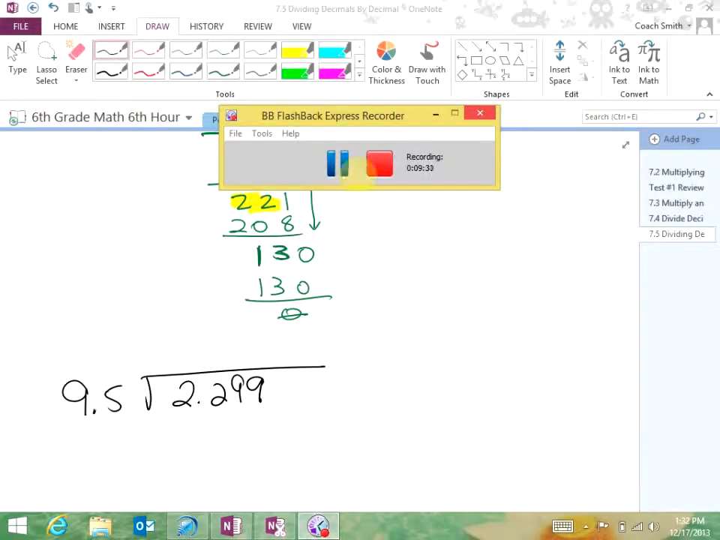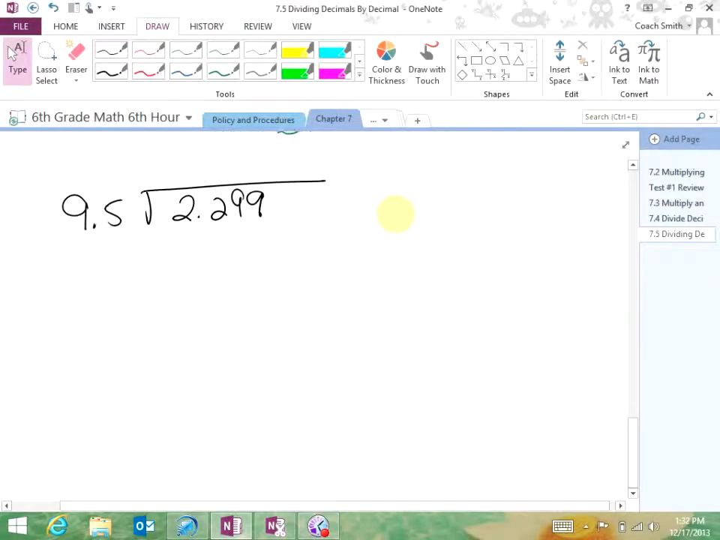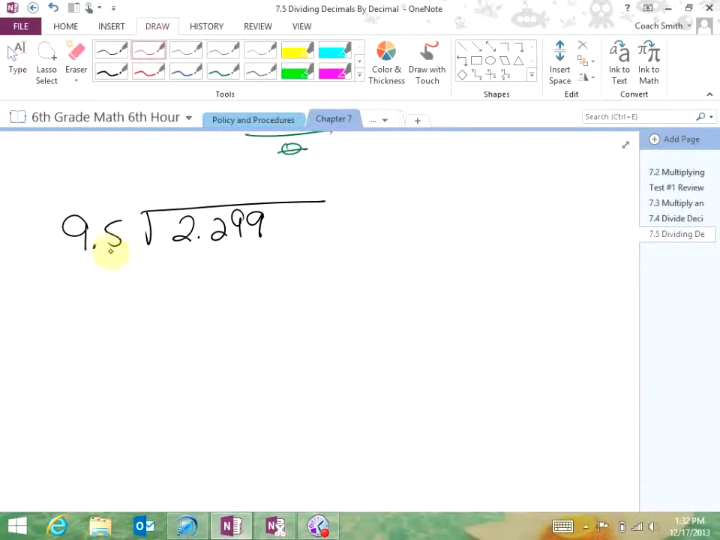All right. Let's look at this one. First things first, have to move the decimal. Have to move the decimal. So that's 95 into 22.99.